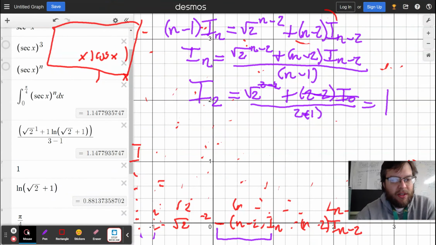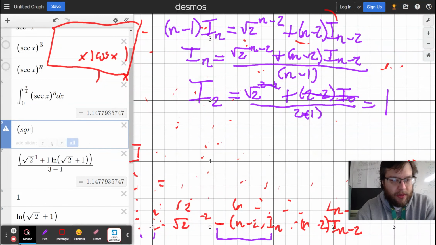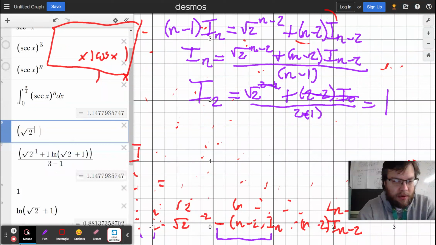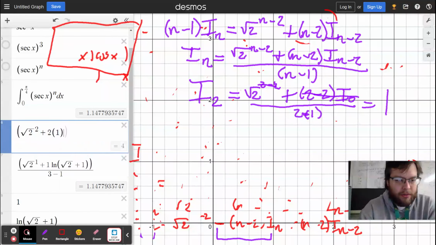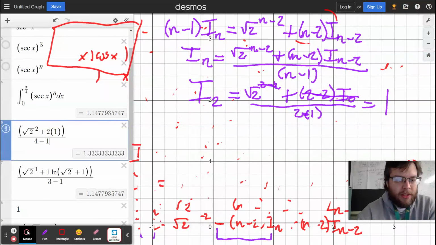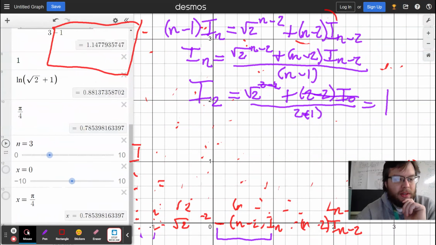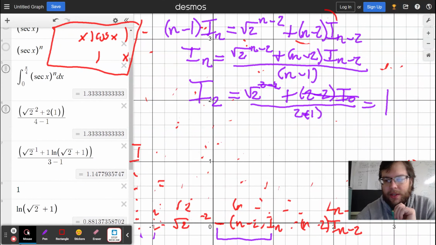I predict also that if I wanted to do the secant to the fourth power, I can do a very similar thing. Square root of 2, now it's raised to the second power, because that's 4 minus 2, plus 2, because that's 4 minus 2, times the integral from 2 steps below, divided by 4 minus 1. So I should get 1.3. Let's check our answer. Slide n equals 3 up to n equals 4. Check our answer. And it matches up perfectly.